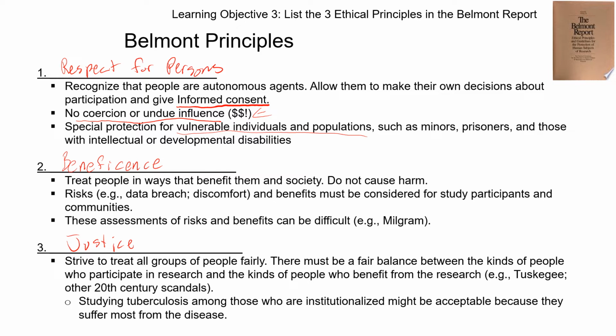So this is to strive to treat all groups of people fairly. There must be a fair balance between the kinds of people who participate in research and the kinds of people who benefit from the research. For instance, studying tuberculosis amongst those who are institutionalized might be acceptable because they suffer most from the disease. Again, this is where beneficence comes in, but the benefits need to justify any potential harm.